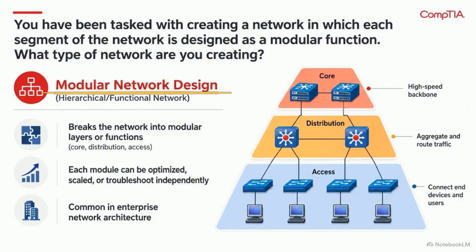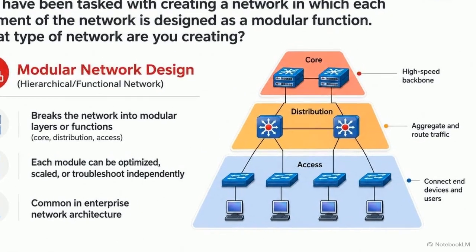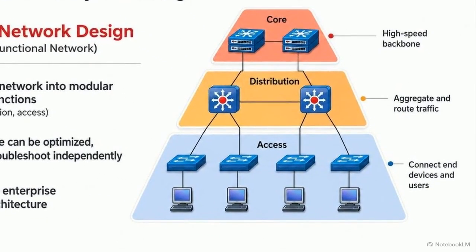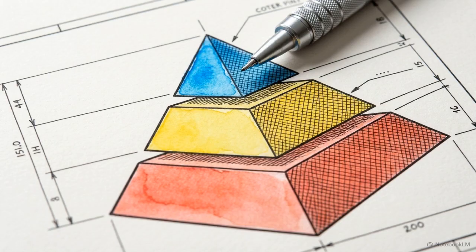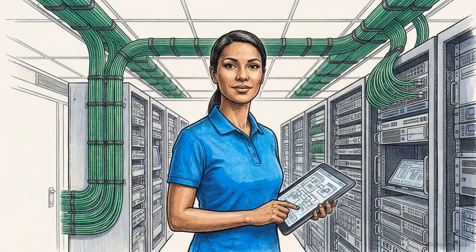This diagram outlines the solution, the hierarchical modular network design. It breaks the entire network down into three distinct layers: core, distribution, and access. Knowing how to navigate this architectural map and knowing which hardware belongs in which layer is exactly what separates a basic help desk technician from a professional network engineer.